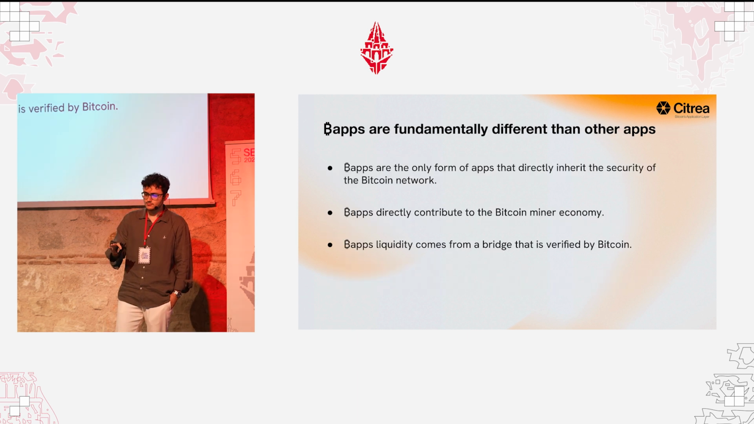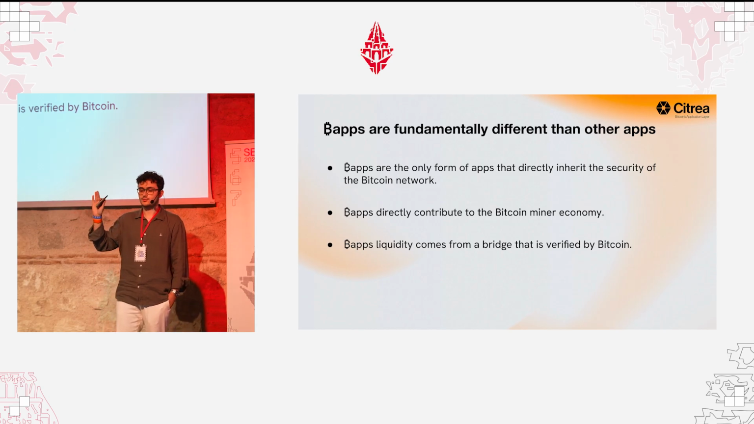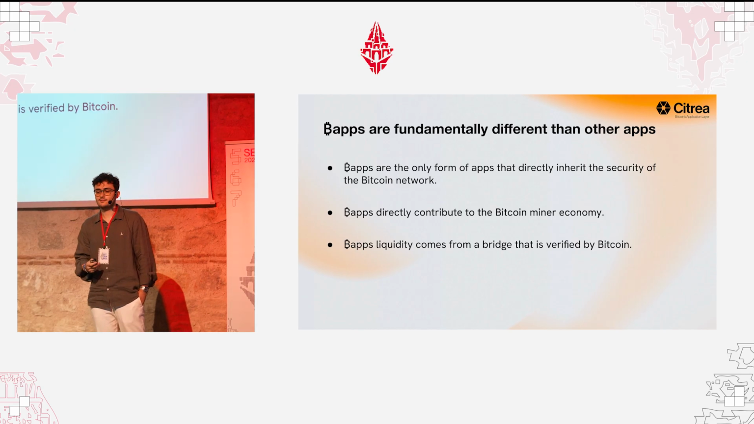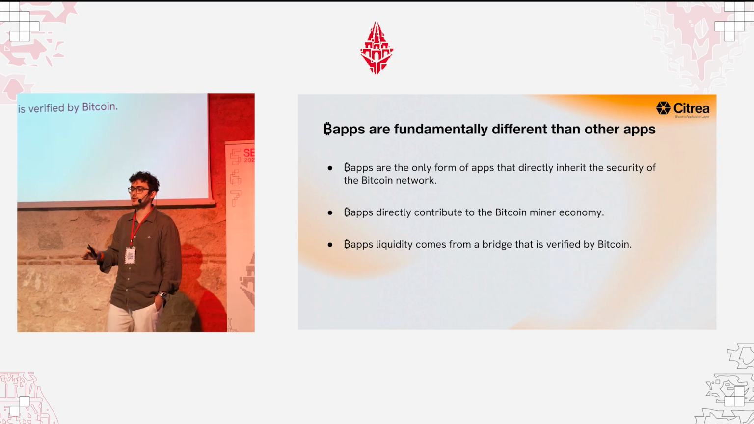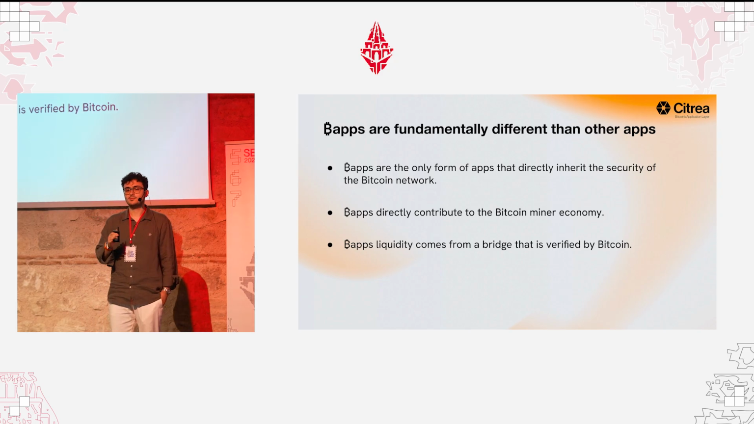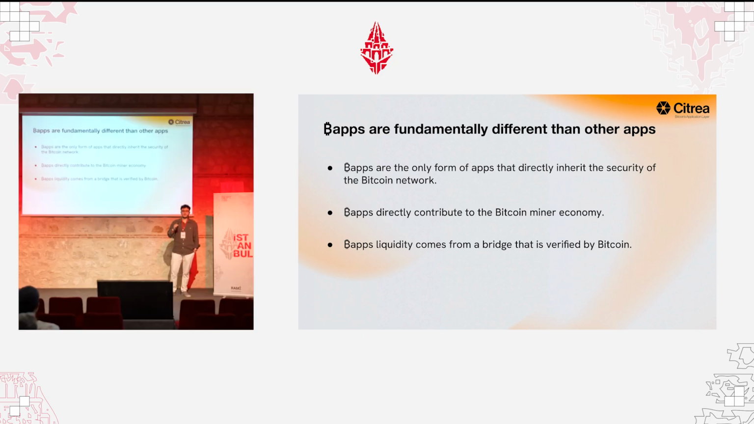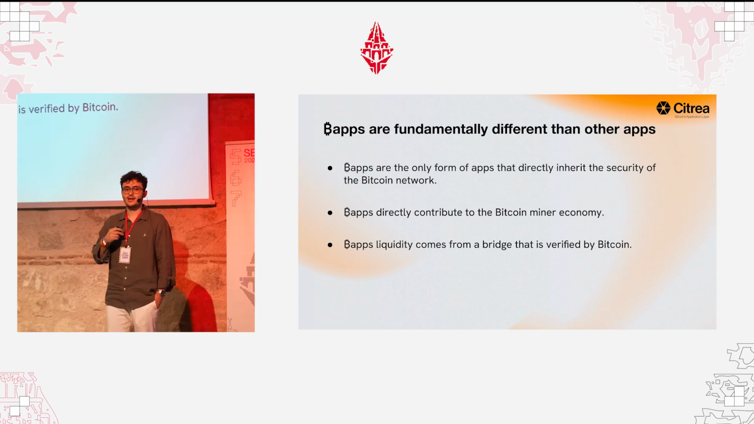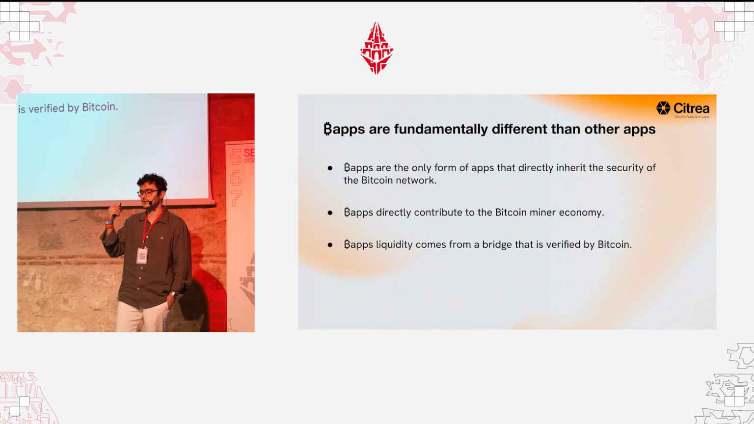Anyway, so when you can achieve all these three properties listed here, we believe you are fundamentally creating a new category of applications. These BAPs will be the first and only applications that are secured by the Bitcoin network. For the first time in Bitcoin layer's history, these applications will contribute back to Bitcoin security, not just rely on Bitcoin security. And that's due to one of the unique properties of Citrea. Any transaction you do on Citrea will end up paying fees on Bitcoin. And I'll talk about that a little later.